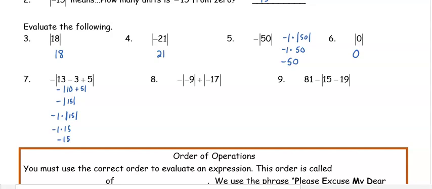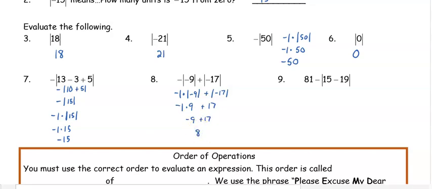Now, in number 8, they're both in separate absolute values. So we're going to do them separately. So we have negative 1 times the absolute value of negative 9, plus the absolute value of negative 17. So we have negative 1 times 9 plus 17, negative 9 plus 17, which would get us 8.